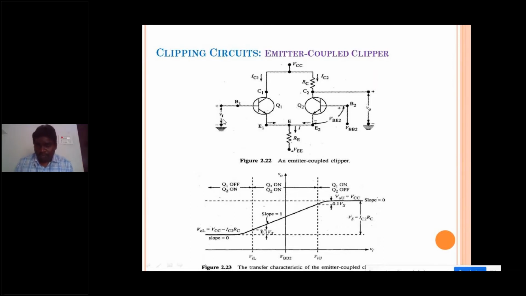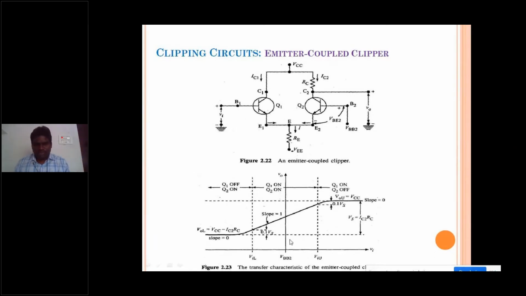Now, when the input voltage keeps increasing, what will happen? The transistor Q1 comes into conduction. When Q1 starts conducting, Q2 starts decreasing its conduction. As Q1 conduction increases, Q2 conduction decreases. They are going to meet at one particular point. That is the point where the input gets transmitted to output.